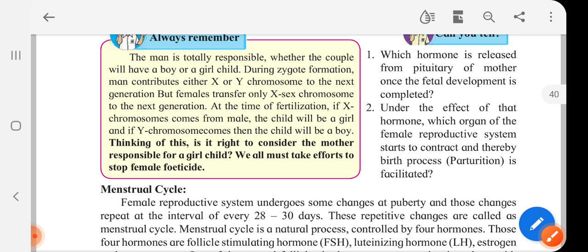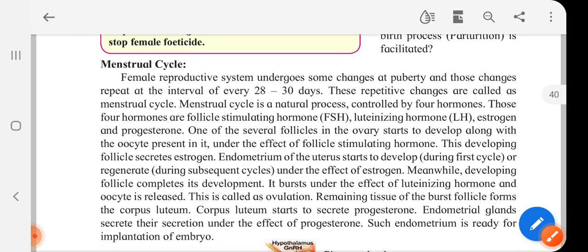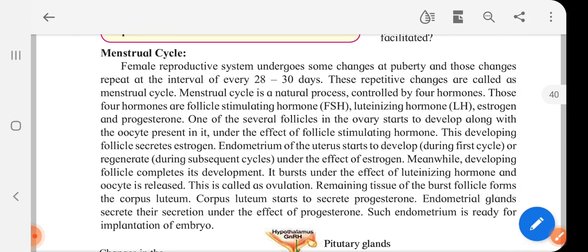Now let us discuss the menstrual cycle. The female reproductive system undergoes some changes at puberty, and those changes repeat at intervals of every 28 to 30 days. These repetitive changes are called the menstrual cycle. The menstrual cycle is a natural process controlled by 4 hormones in the female reproductive system.